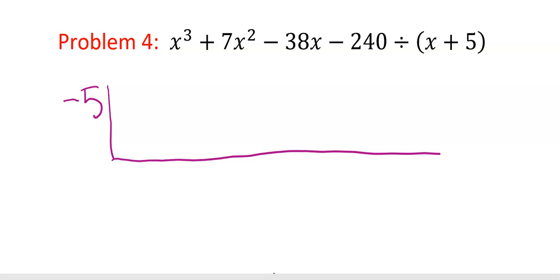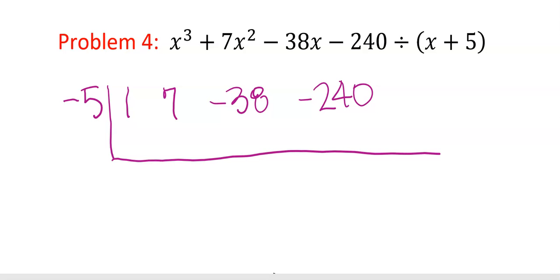So basically what I'm saying is, what if this one was left out? If there isn't an x, you put a 0 in there. But there is, so this one's okay. So I do the numbers only. The number on the x cubed is a 1. Then we have a 7, then a negative 38, and a negative 240.